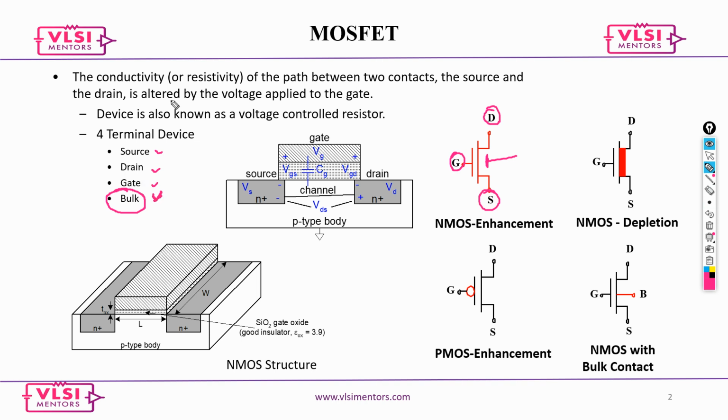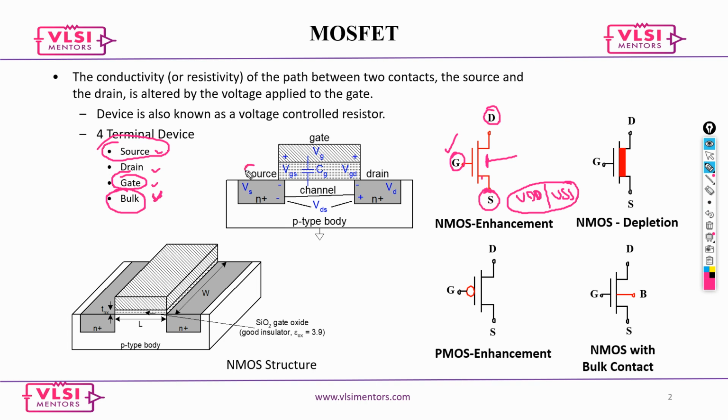Now, what is the source? Source is the terminal which is full of energy, or where you apply your voltage. It could be VDD or VSS. So your source is always connected to either VDD or VSS depending on the transistor. And then what is the gate? The gate is the terminal which controls your switching.